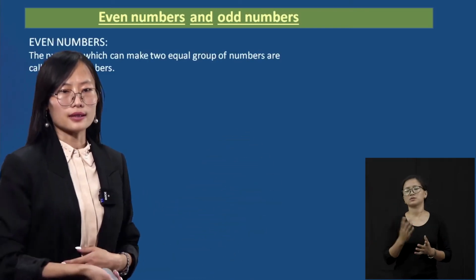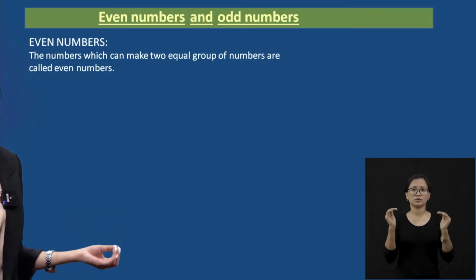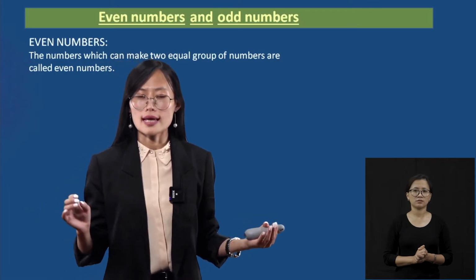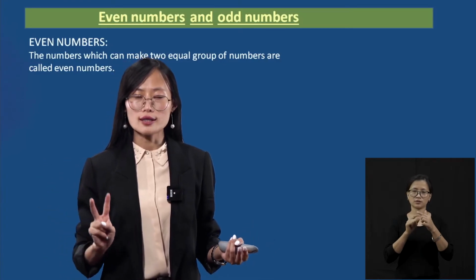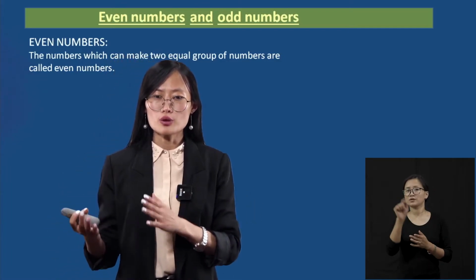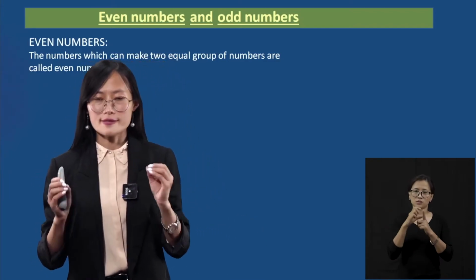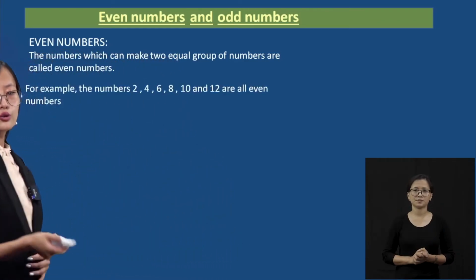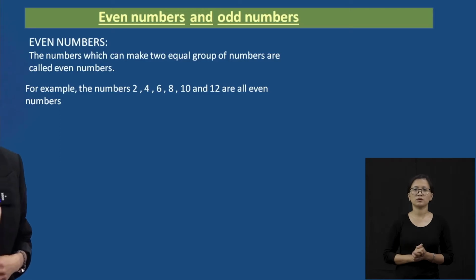So let's see what even numbers are. Even numbers are the numbers which can make two equal groups, or we can also say any number which is divisible by 2. You can check by dividing by 2. If you get any remainder, that is not an even number, that will be an odd number. If you get a remainder of 0, then that is your even number. Examples of even numbers are 2, 4, 6, 8, 10, and 12.